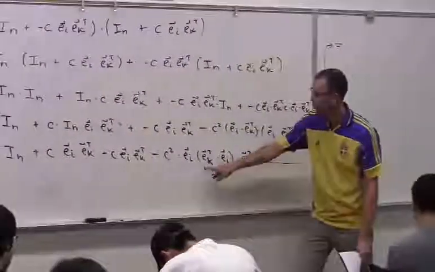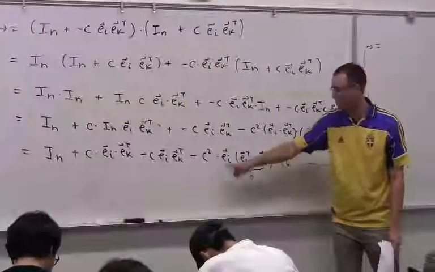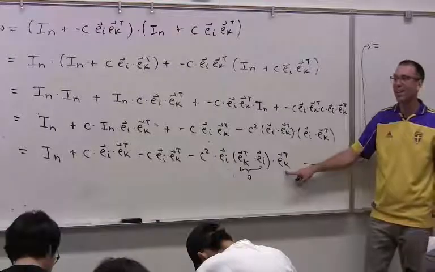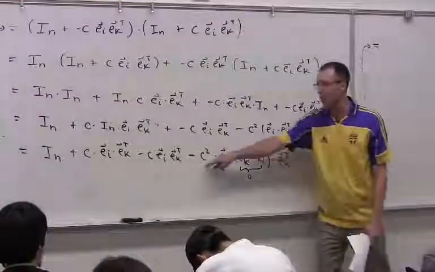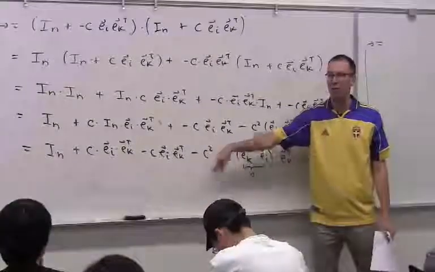And now I have a scalar 0 times EI. That's the 0 vector. The 0 vector times EK transpose, the 0 matrix. Now I have c squared times the 0 matrix. The 0 matrix. I subtract the 0 matrix off anything else. What do I get?